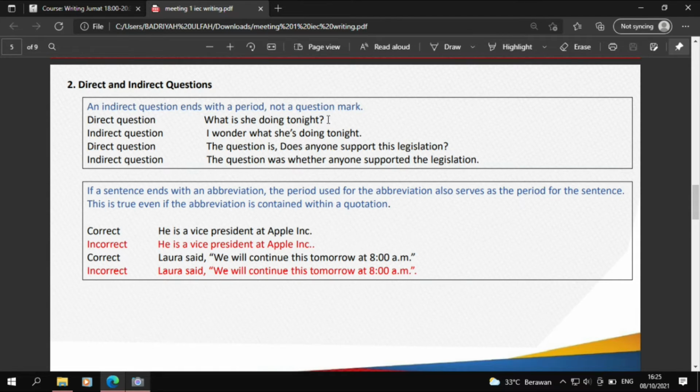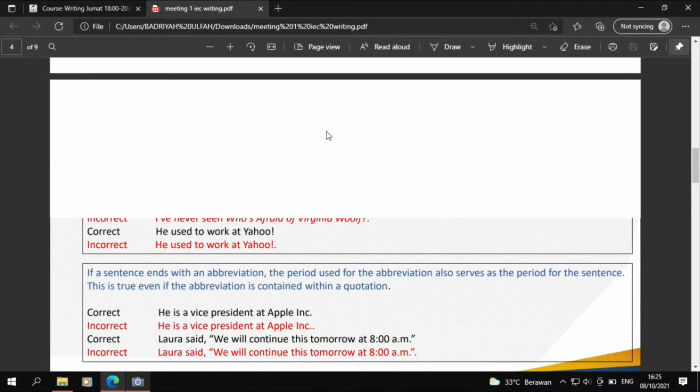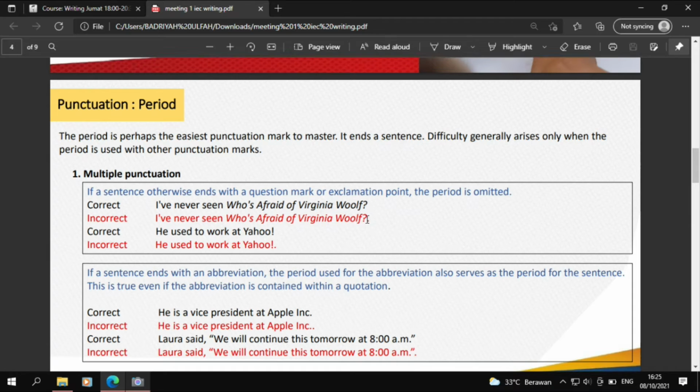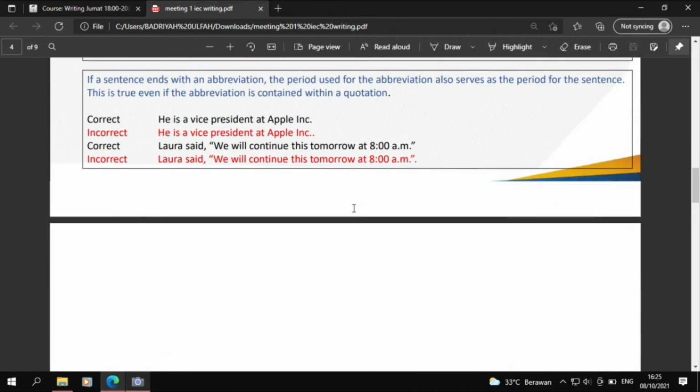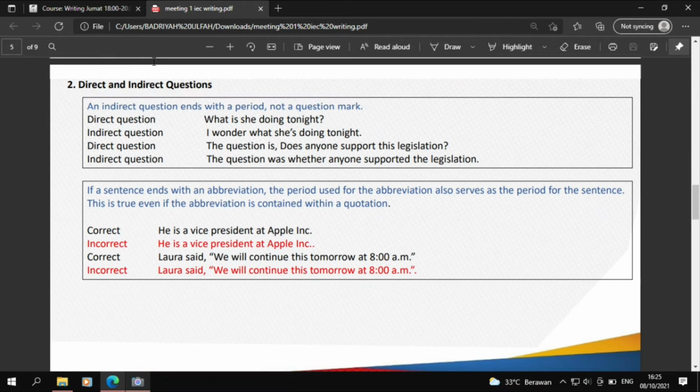Lihat, ini kan sudah ada tanda tanya nih ya. Maka tidak perlu lagi ada titik. Sama seperti yang di atas perlakuannya ya. Question mark and then no full stop. This is wrong. No period. Nah, but when it comes to indirect questions, I wonder what she's doing tonight. Ini sebenarnya pertanyaan kan, tapi dia dalam bentuk indirect, tidak secara langsung.